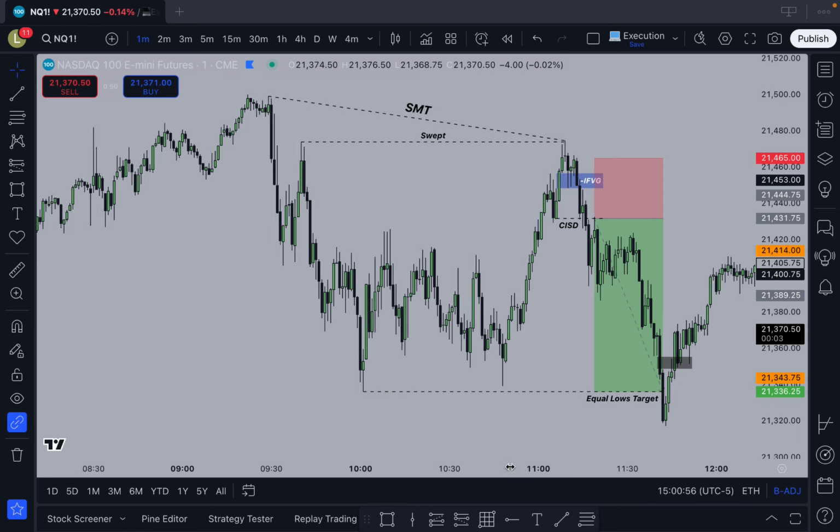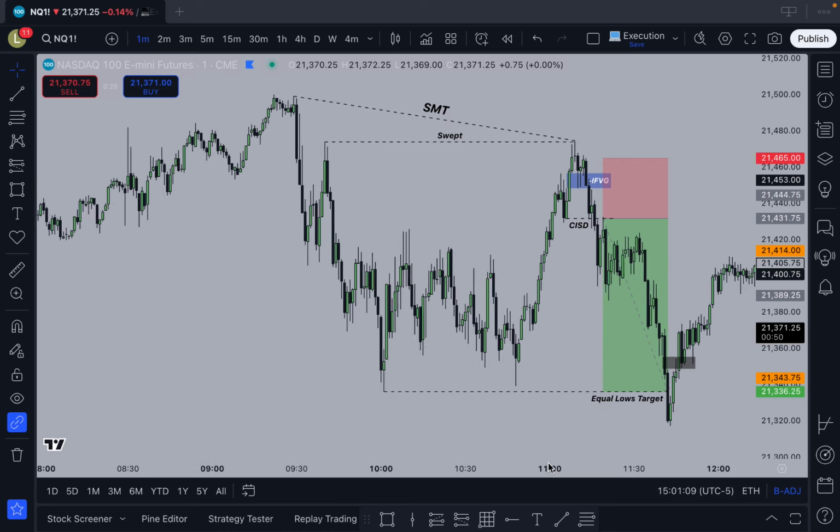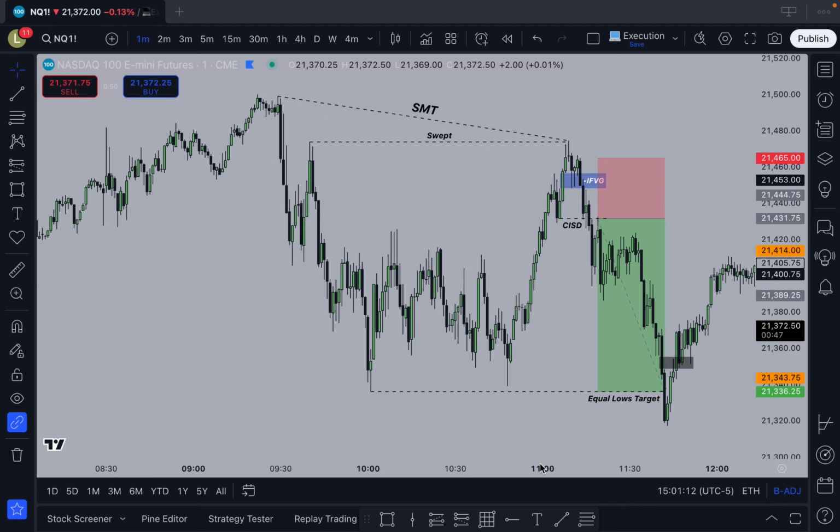So yeah, that's essentially the very high win rate model. Obviously back test it, forward test it with a demo account before you go in with live money, or on your funded account, whatever works for you. But yeah, it's a very good model.